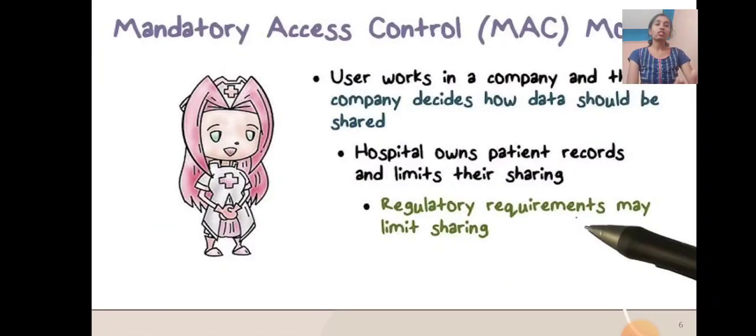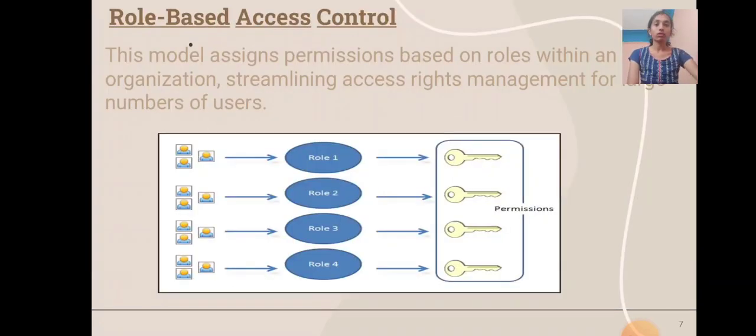Next, mandatory access control. The user works in a company and the company decides how data should be shared. For example, a hospital owns patients' records and limits their sharing. Regulatory requirements may limit sharing. Lastly, role-based access control. This model assigns permission based on role within an organization, streamlining access rights management for a large number of users.